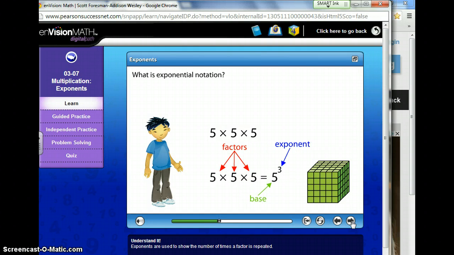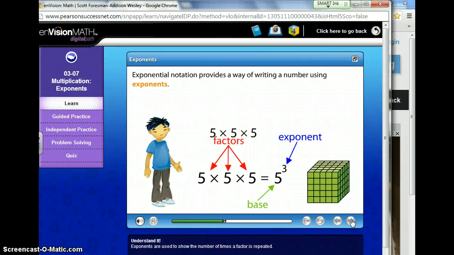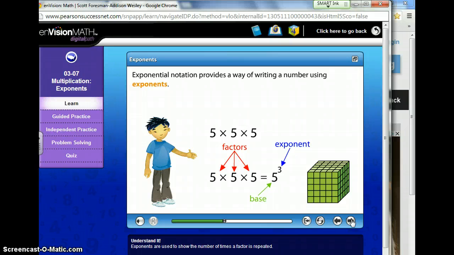So exponential notation is taking that repeated number and you write it as an exponent, a little bitty guy, right up above it, up to the right hand corner. There's your base number. We have 5, and we have 3 of them multiplied together. That's all it is. No, it's not that hard at all. Exponential notation shows you a way of writing numbers using exponents.